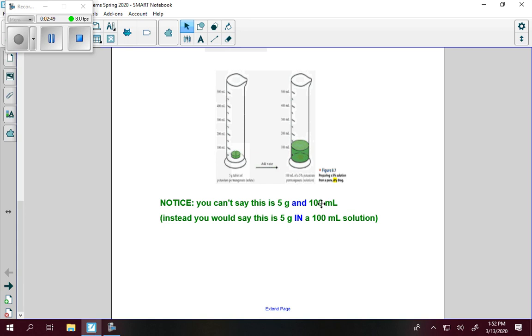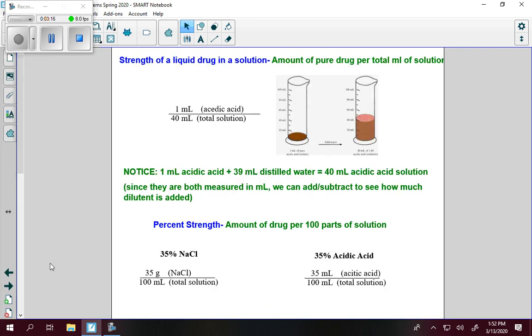So what you do is you add the dilutant in order to get 100 milliliters total versus adding the pill or the powdered form into the liquid. You would add the liquid into the drug. So you can't add grams and milliliters to get, like, say 105 milliliters, because it doesn't necessarily go up by that much. You would say 5 grams in 100 milliliter solution.